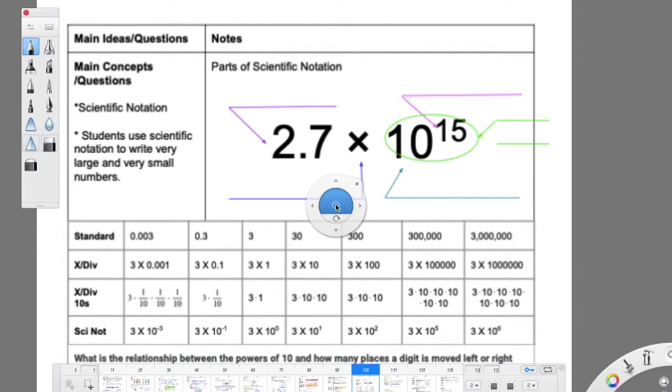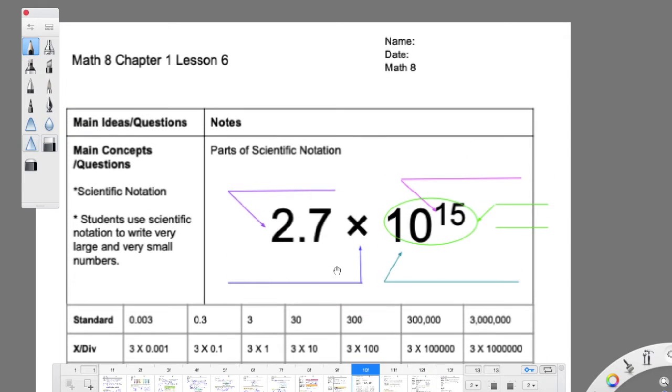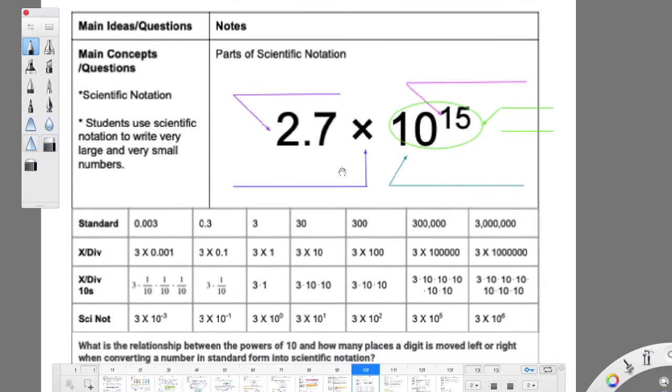Let me scooch down. Can we actually see? Yeah, we can see that title up top there. I just scooted it down a little bit, so go ahead and scoot it back down.